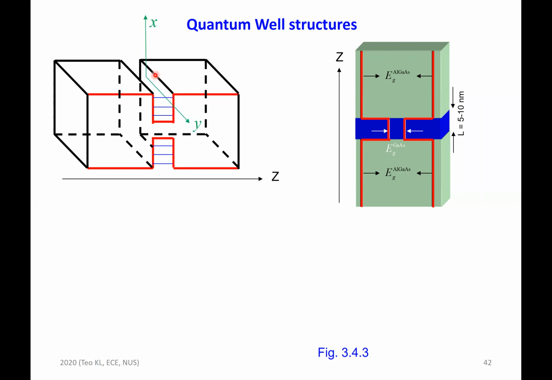And in the XY direction, the plane of XY, the electron is still free to move. So the XY plane will be the plane down here, and this is the Z direction. The XY plane is basically the surface of the semiconductors, of the gallium arsenide or the aluminum gallium arsenide, along the plane of the semiconductors.